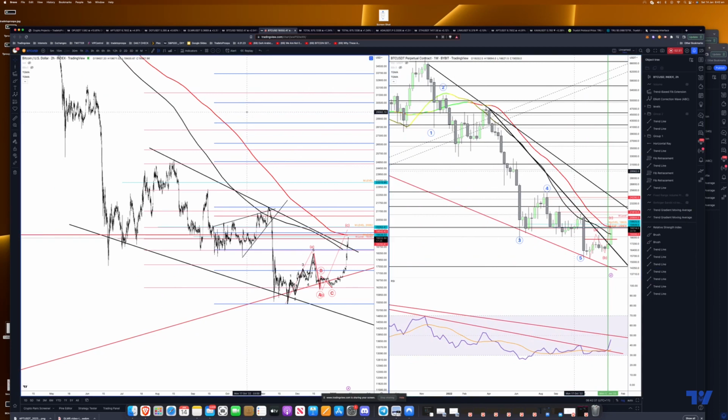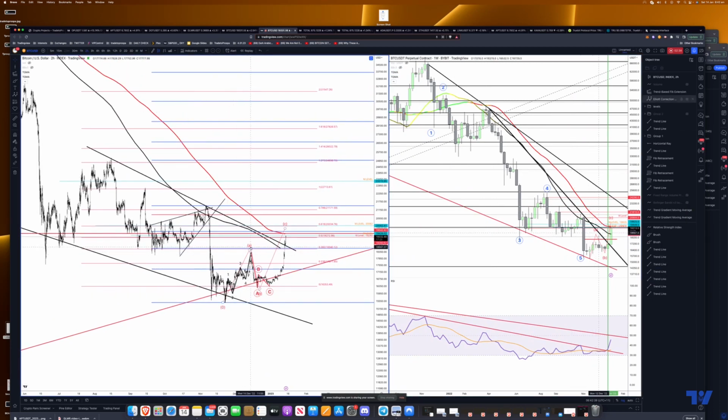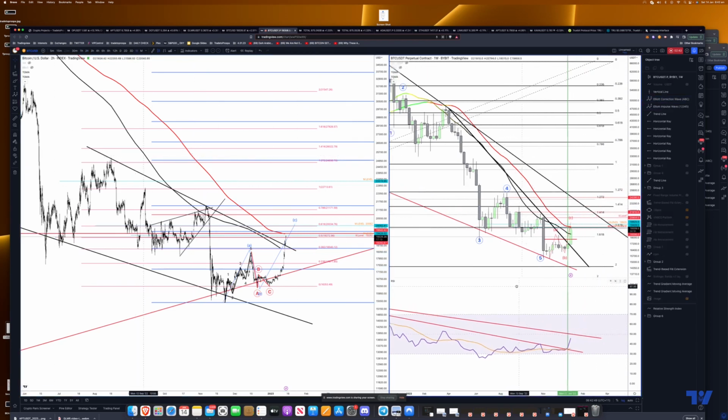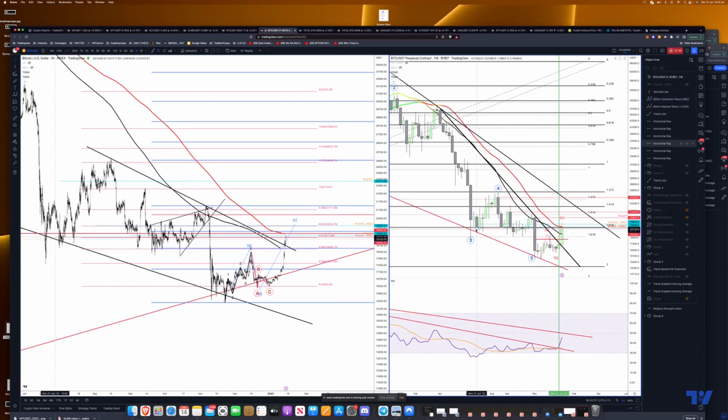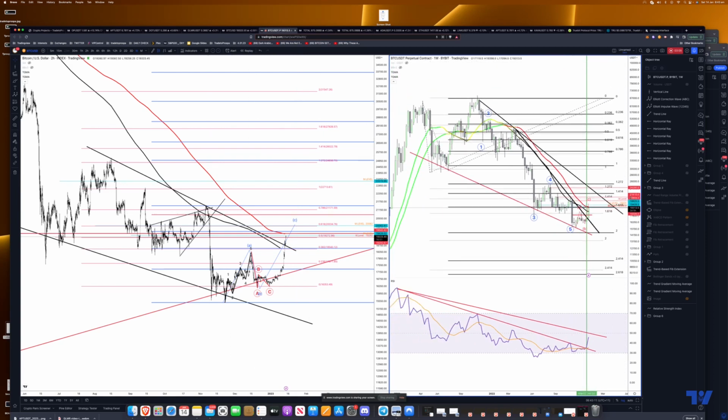Now, when we look at it from this perspective, we're saying that this is an ABC correction. So it comes to be that if we are still in a downtrend, and from a trend perspective, we have our weekly level, which is down there. So we need to close the weekly above this level. I think not this one here. This one maybe, but this one here is the main one. If we close above the weekly level, then that's going to be a bullish sign. I believe we gravitated to this trend line here.